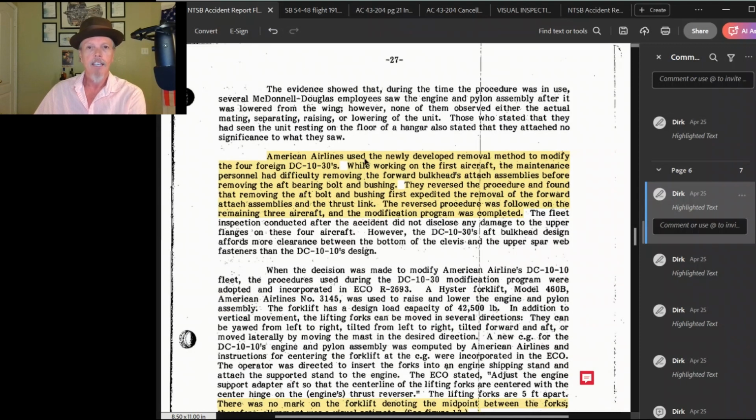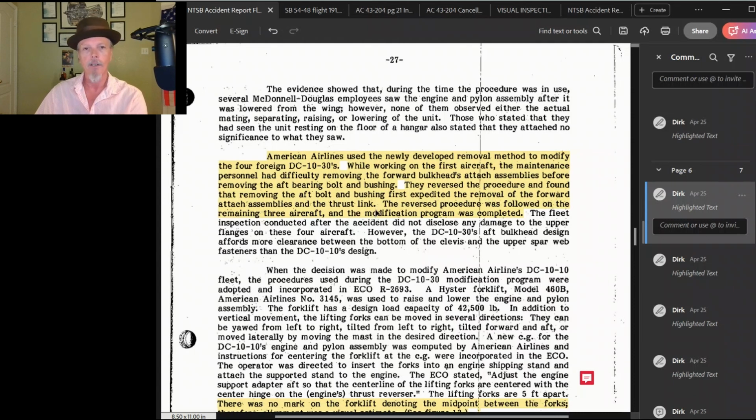Next, American Airlines used the newly developed removal method to modify the four foreign DC-10-30s. While working on the first aircraft, the maintenance personnel had difficulty removing the forward bulkhead attach assemblies before removing the aft bearing bolt and bushing. They reversed the procedure and found that removing the aft bolt and bushing first expedited the removal of the forward attach assemblies and the thrust link.